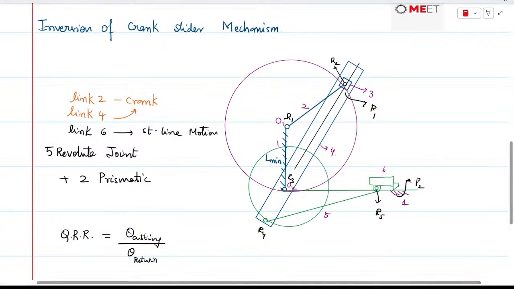So it is the L minimum that has been fixed, and because of that we are finding link 2 completing circular motion and link 4 also completing circular motion. But the radius of rotation of both the circles are different. The centers of rotation of both the circles are different.